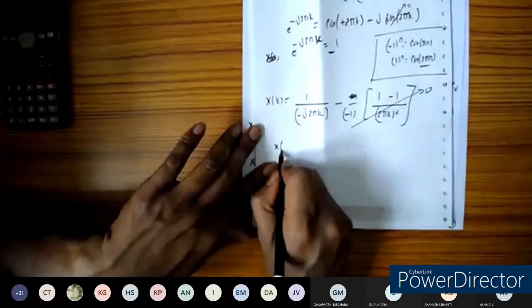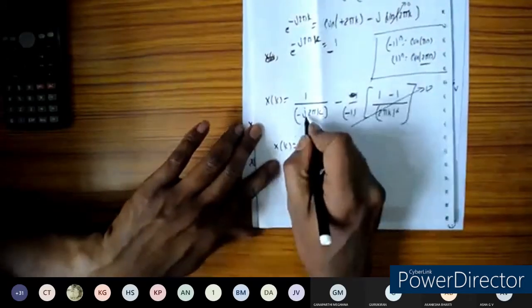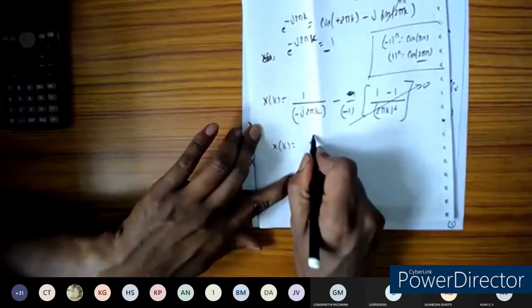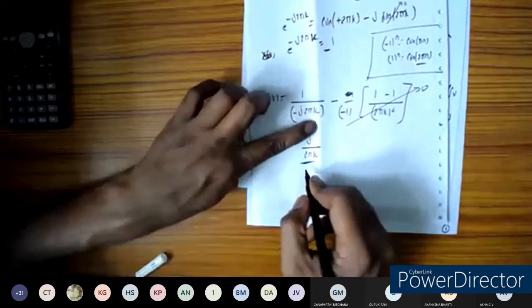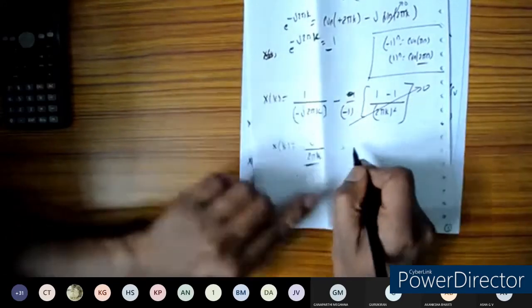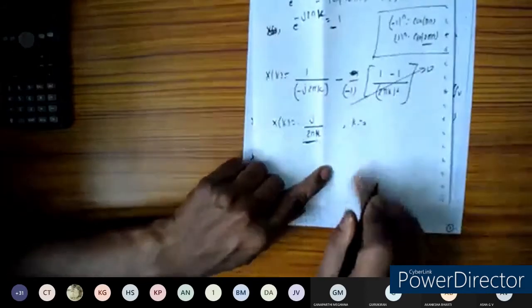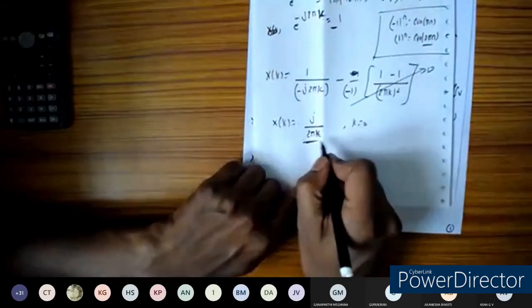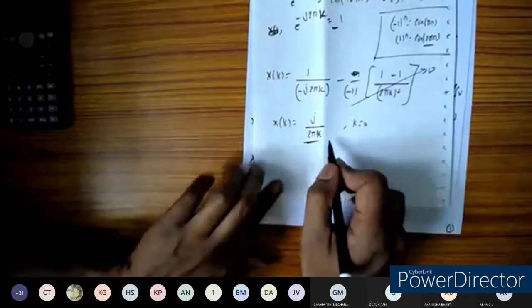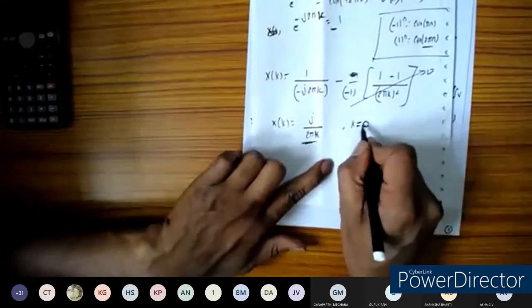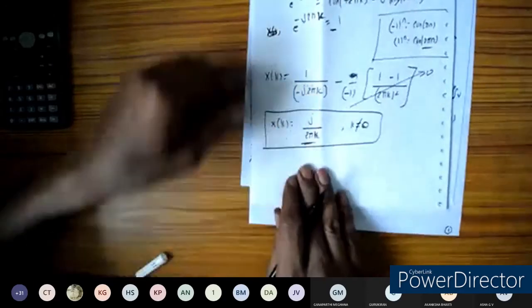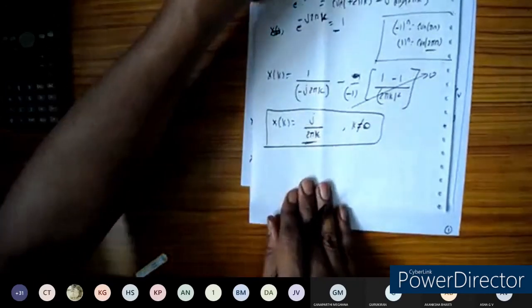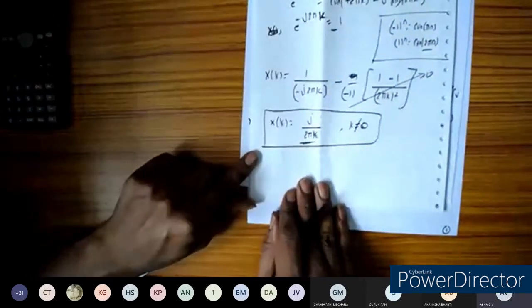So what's remaining is x of k is equal to minus j; if it comes to the numerator it will become plus j divided by 2 pi k. This is for k not equal to 0, because if I substitute k equal to 0, this will become 0. That's why this is for k not equal to 0. Understood, right? Any doubts in this one?